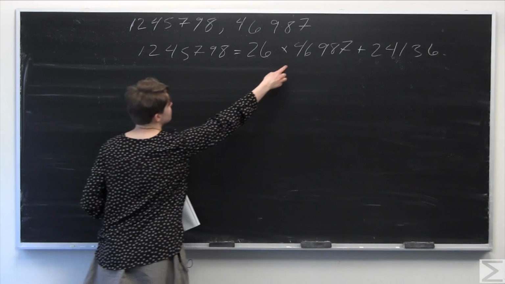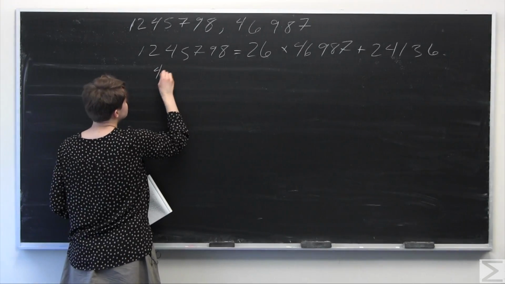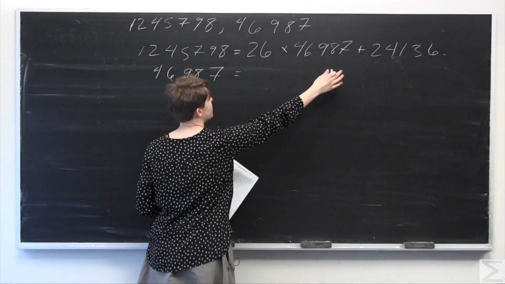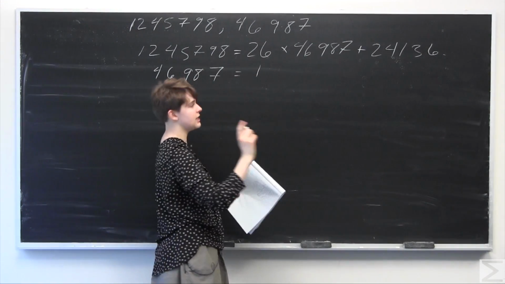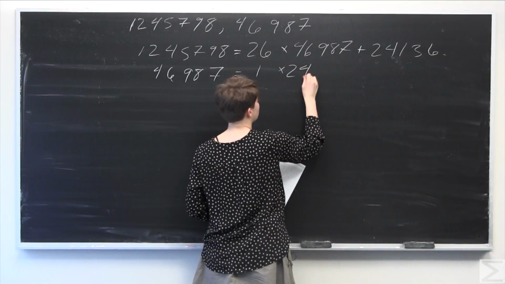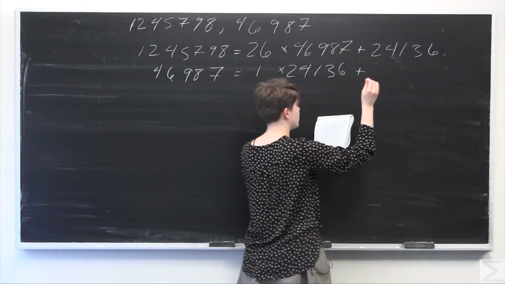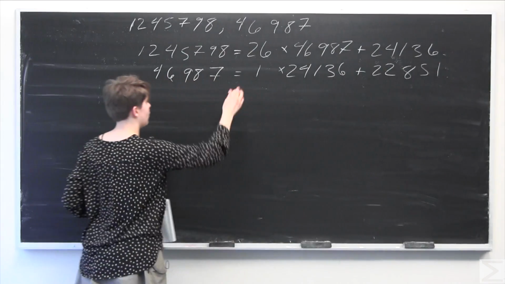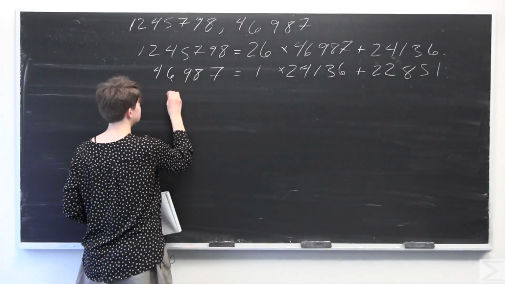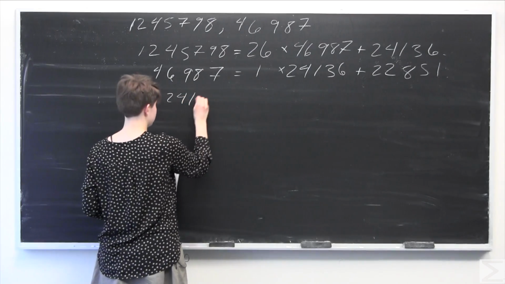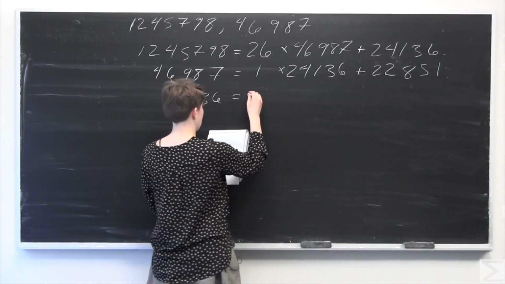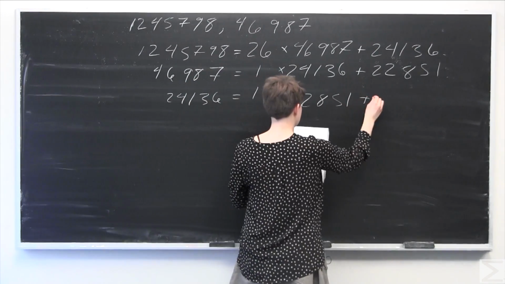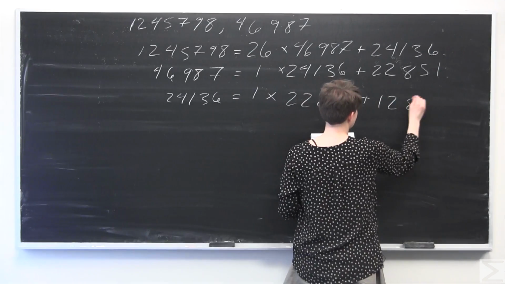Now we're going to take this number here and bring it over here. So we have 46,987 equals, we can only put in 24,136 one time. So 1 times 24,136 plus our remainder here is going to be 22,851. Now we're going to execute the same process again. 24,136, again we have 1 times 22,851 plus our remainder here is going to be 1,285.